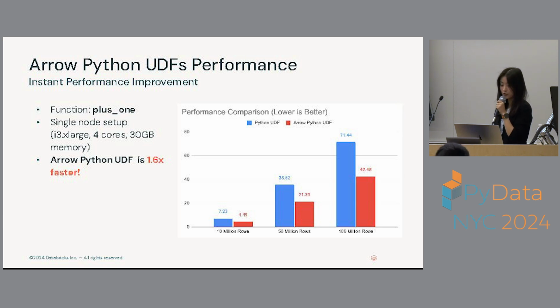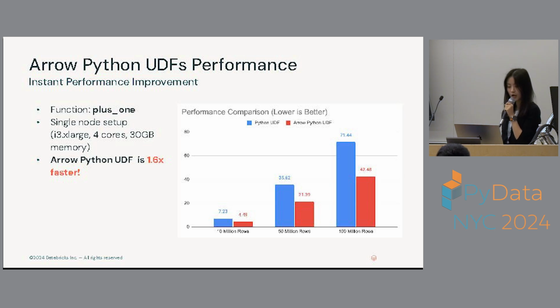And here is a benchmark showing the performance difference. We're using the same function, the +1 function, and the test was running on a single node machine with 4 cores and 30 gigabytes of memory. You can see from the graph, Arrow Python UDFs are 1.6 times faster compared to the regular Python UDFs by just enabling this one parameter to turn your regular Python UDF into an Arrow optimized Python UDF.